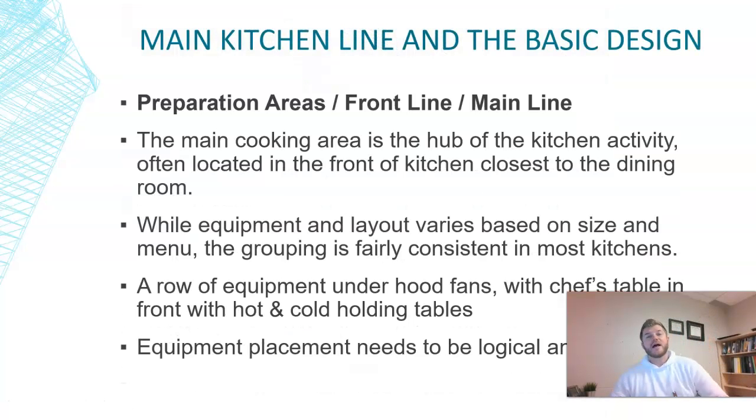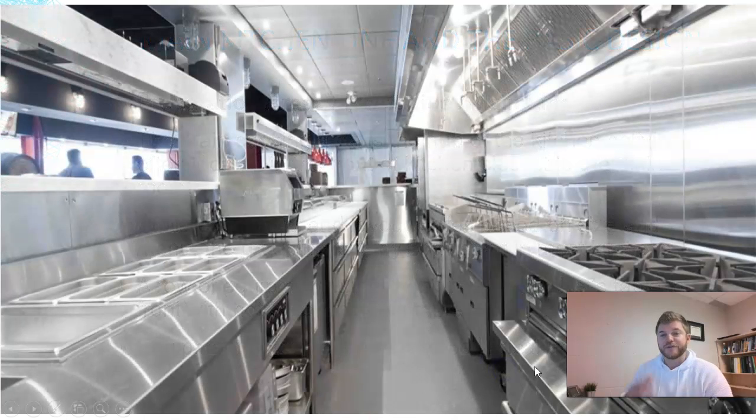So the main kitchen line, which is your main preparation area, your front line, is the hub of the kitchen activity. It's where the majority of the employees spend the majority of their shift. It's where the most money is invested into the equipment. And it's usually the smallest area too, because everything has to be very close together, tight and compact. So it's the main kitchen hub or cooking area. There are a lot of different pieces of equipment, and they all have to be under the hood span. So it needs to be very logical and safe.